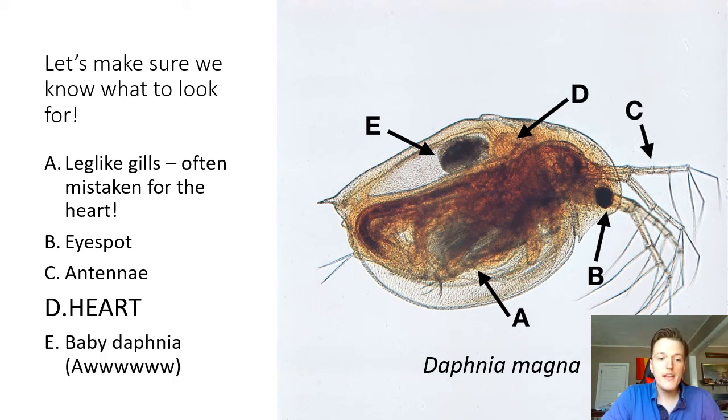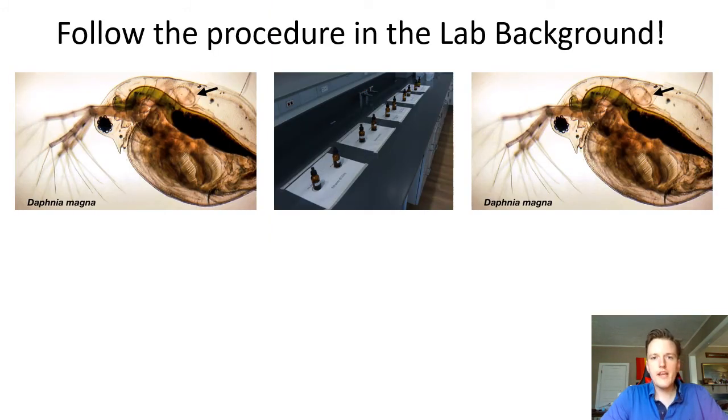It'll be beating, and E, while it looks like it could be the heart because it's large and dark, is actually a baby Daphnia. And so there may be some of those in these videos as well. But make sure that when you're looking at this, that tiny translucent part labeled D is what you're counting the beats of.